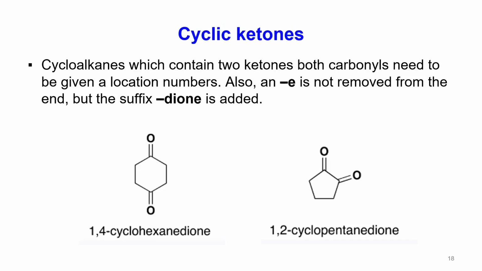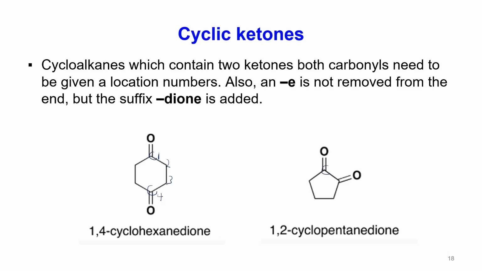For cycloalkanes which contain 2 ketones, both carbonyls need to be given location numbers. Also, the e is not removed from the ane, but the suffix dione is added. Look at the first structure. We have carbon double bond O on a cyclohexane. So carbon number 1 from here, carbon number 2, 3, and 4. So the IUPAC name is 1,4-cyclohexanedione.